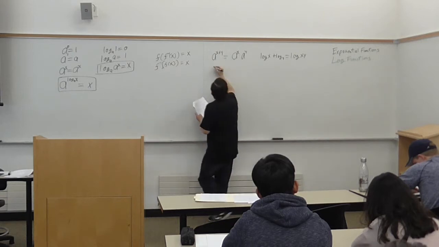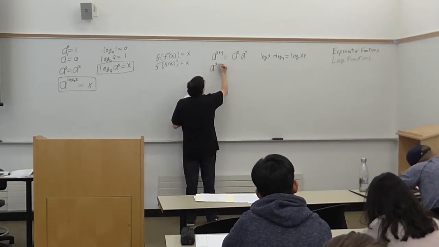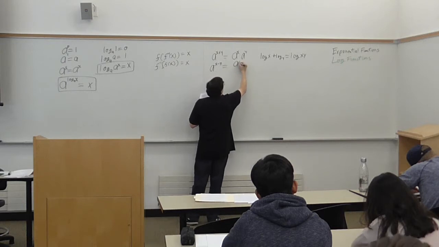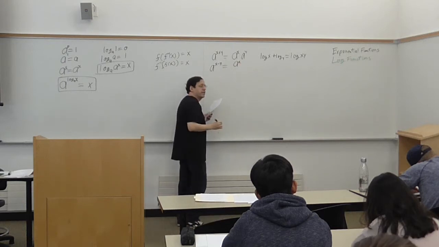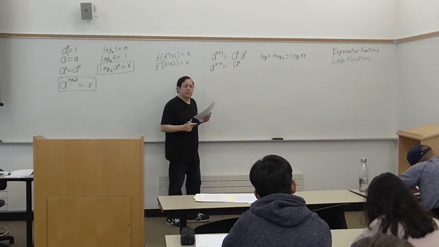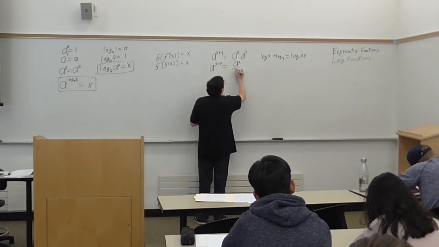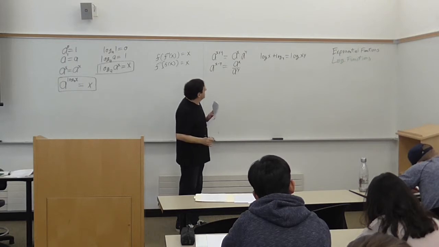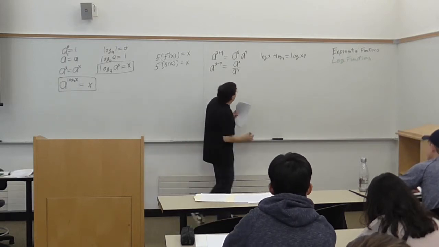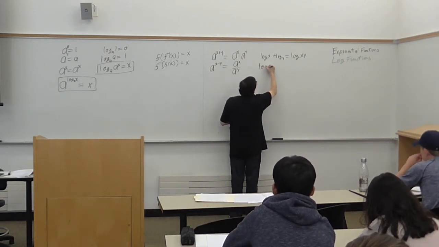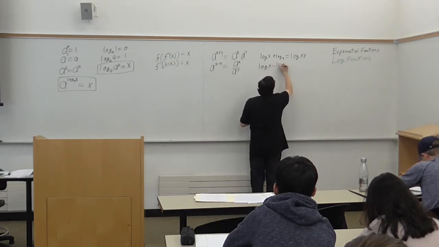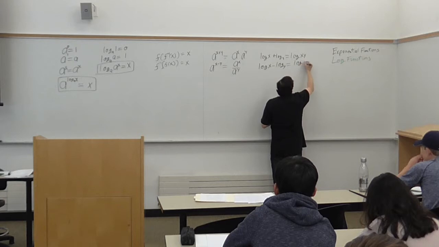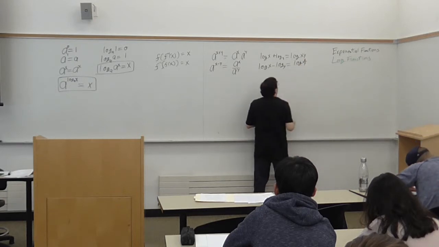Similarly, a to the x minus y is a to the x what? Divided by a to the y. Congratulations. Thank you. Well, log x minus log y is just log of x divided by y.